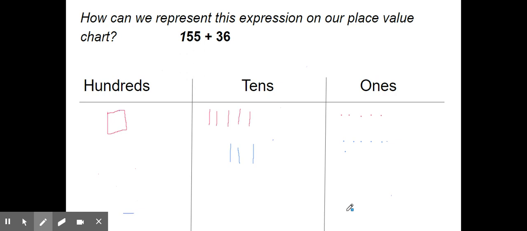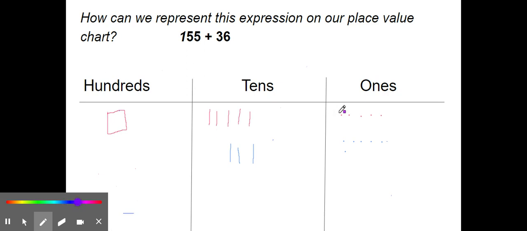What do we do now that we modeled the problem? Now we're going to put them together because it's addition. Should we start with our hundreds, our tens, or our ones? If you said ones, you're right. Let's start by counting our ones. Let's count them together.